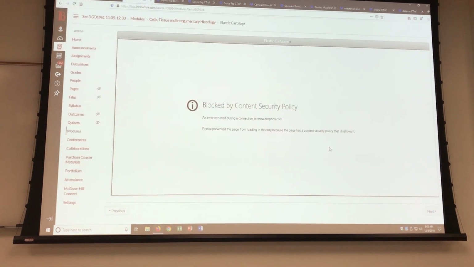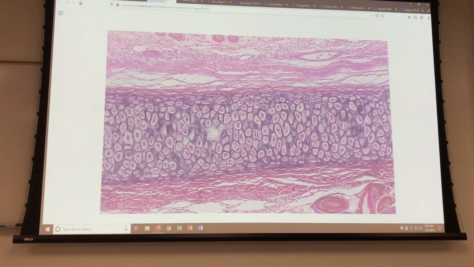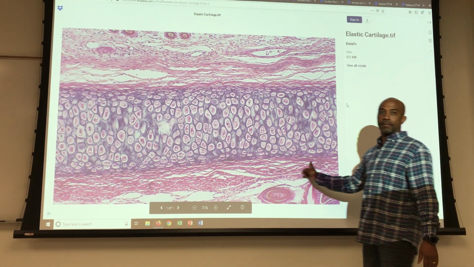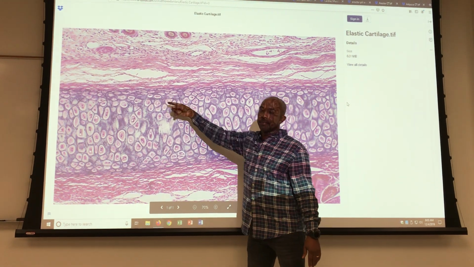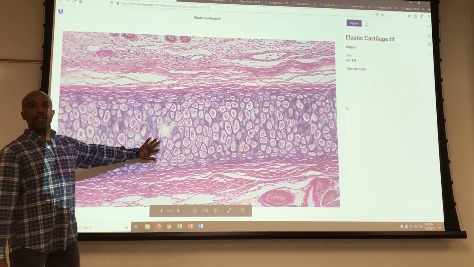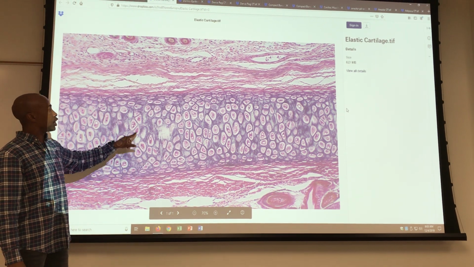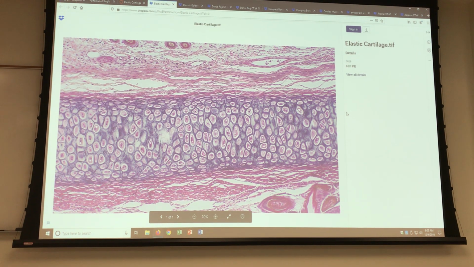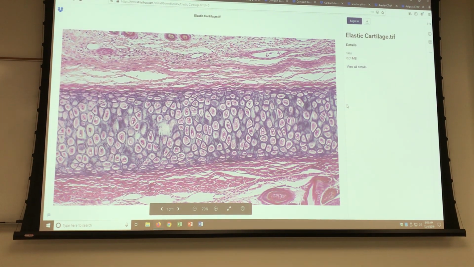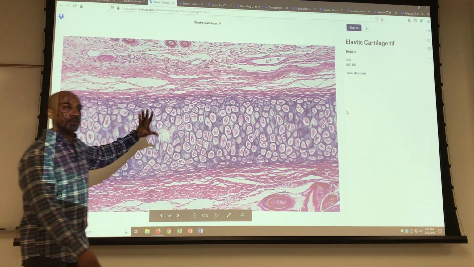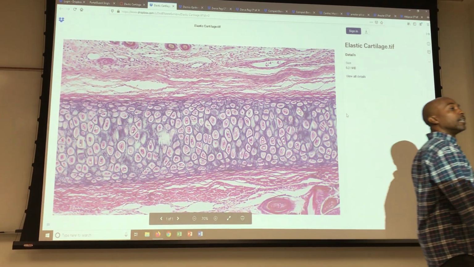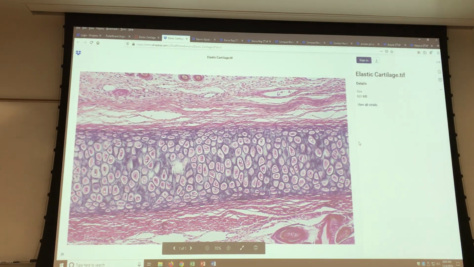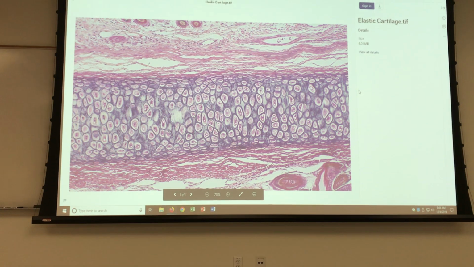Next is your elastic cartilage. All right, you can see here, this right here is perichondrium. These are lacunae with chondrocytes, and the dark stuff is the elastic fibers of the elastic cartilage. This one is an easy tell. It's like a web-like thing with lacunae. So lacunae are webbed in by your elastic fibers to form your elastic cartilage.